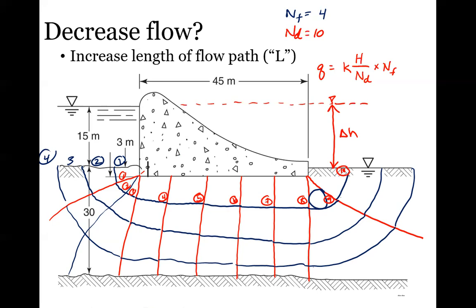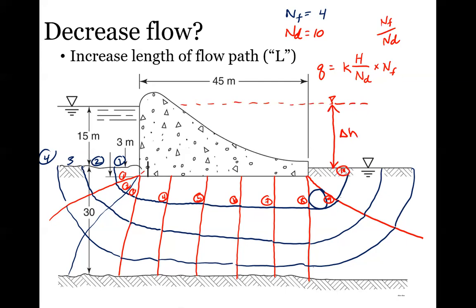So the more drops we have, the lower this ratio of NF divided by ND. The more drops we have per flow line, the lower our flow should be, right? Because the smaller this ratio is, the smaller the number we're multiplying by.